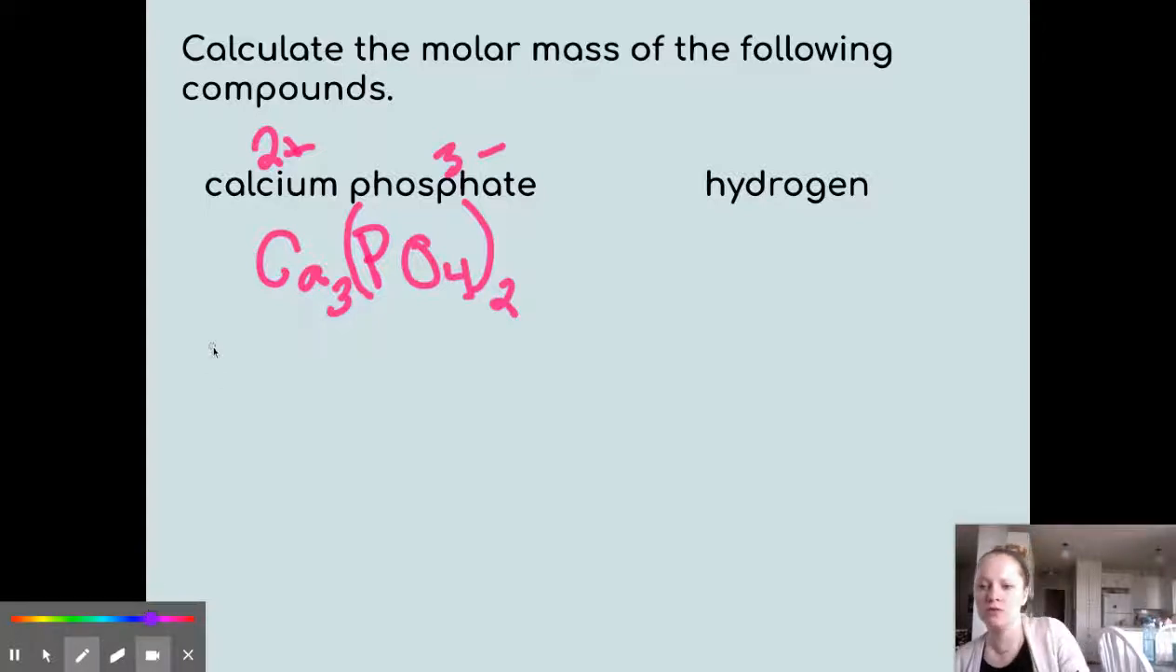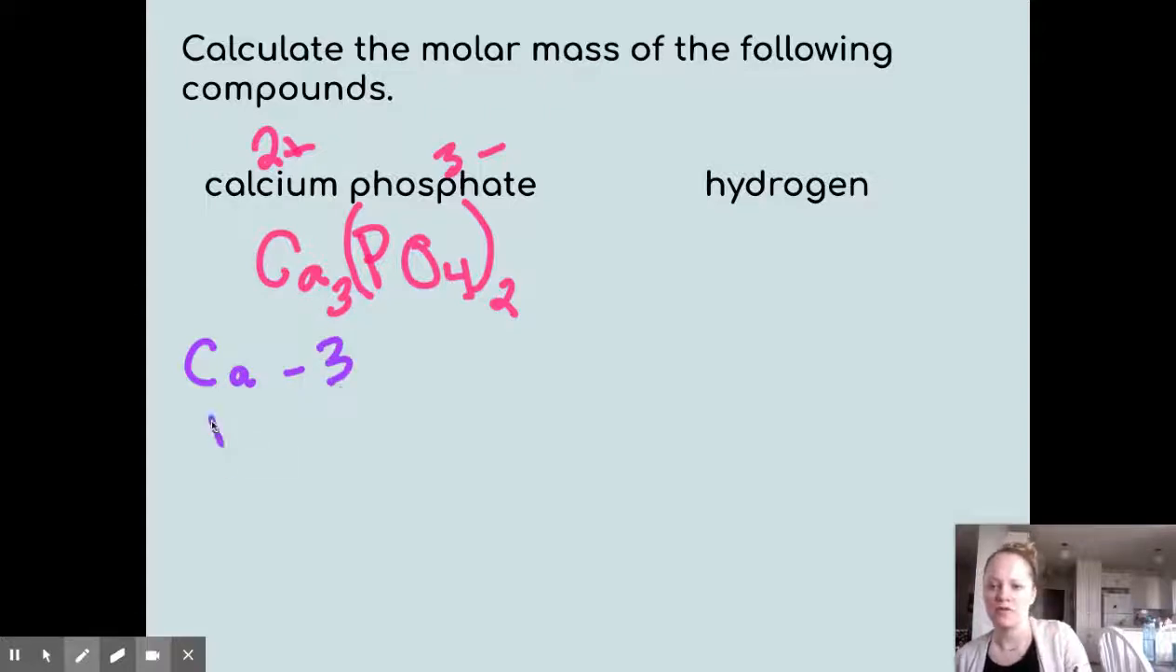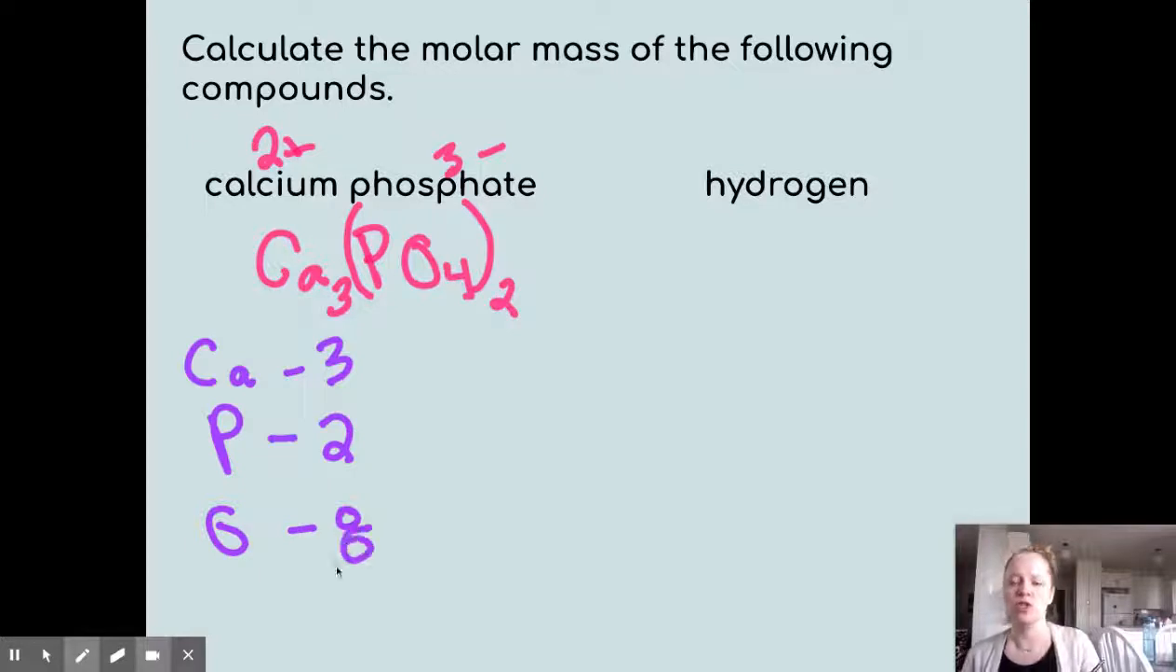Okay, so calcium, I have 3 of them. Phosphorus, and this is where your understanding of how many there are in each one matters, careful. Right, that 2 is on the outside, so there's actually 2 phosphorus. And there are 8 oxygens. You have to break apart your polyatomic in order to calculate the molar mass. So we're going to look at calcium, and calcium should be 40.08.